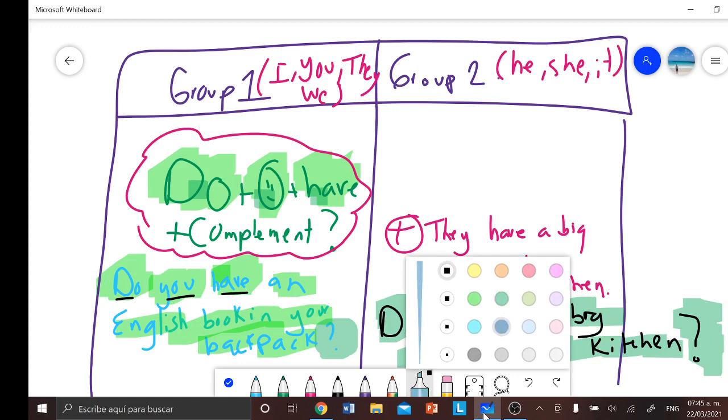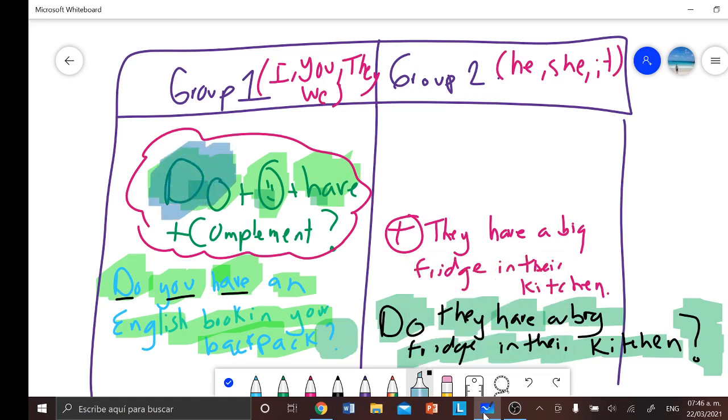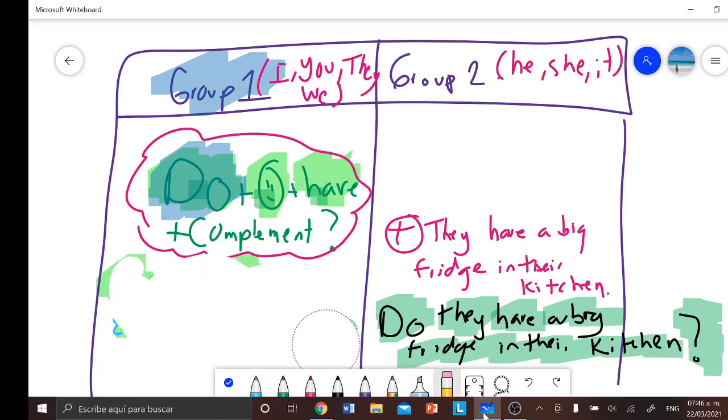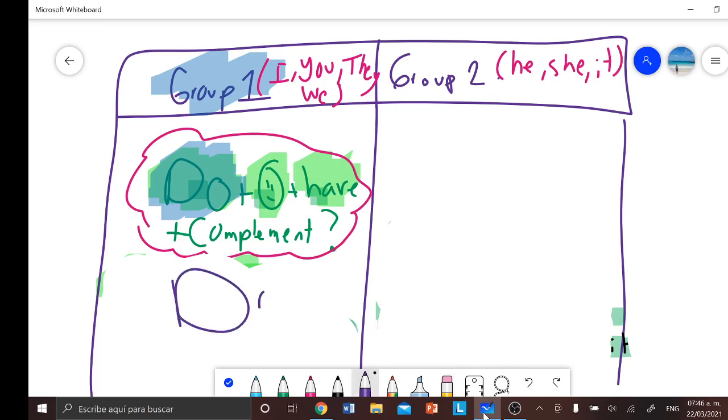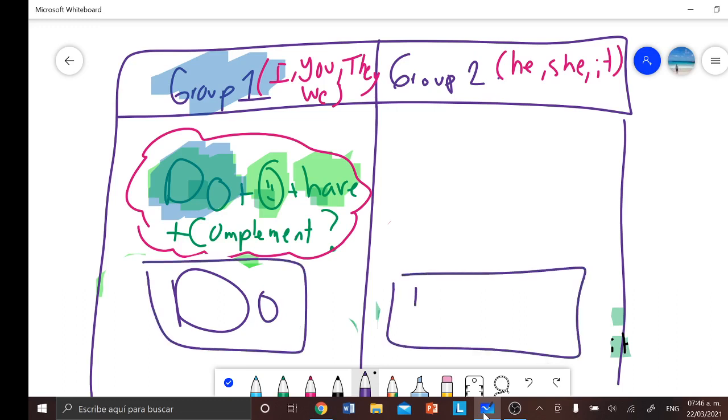Remember, we always use the auxiliary do and only do with the group number 1, ¿ok? So now, I'm gonna tell you how it is with the subjects from the group number 2. En este caso, pretty much is with the other auxiliary that we saw. Remember that we have two auxiliaries. One is the auxiliary do, and over here we are gonna have the other auxiliary, which is gonna be does. Okay.